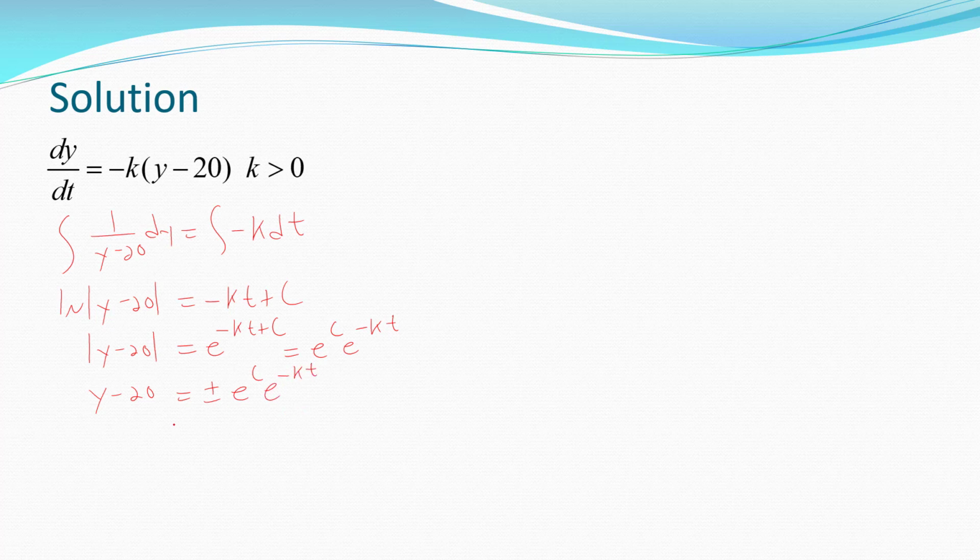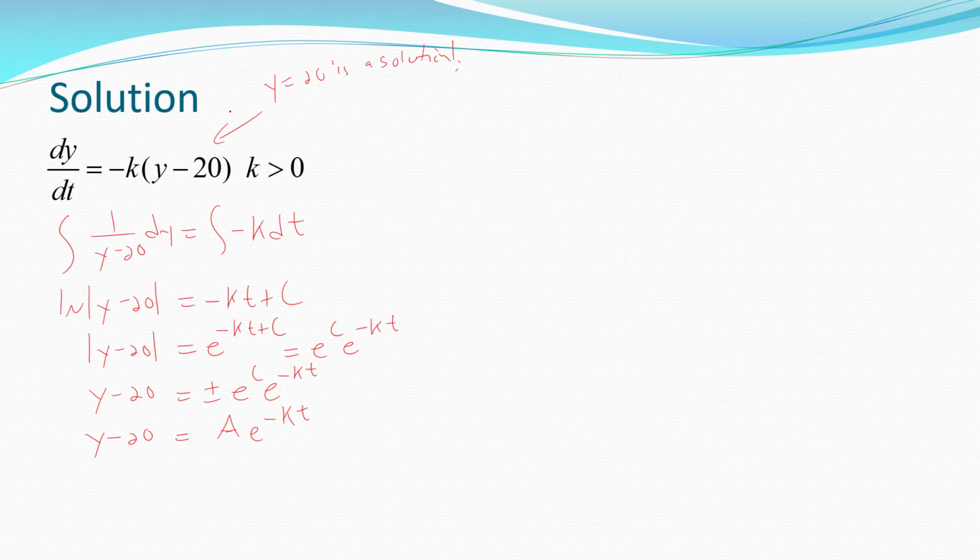Now this c is just some real number. So e to that is some real number. Plus or minus that is some real number, but it actually can't be 0. So for simplicity, I'll just call that a. Now right now that a stands for everything but 0. But notice if a was 0, that would imply the equation is y equals 20, and y equals 20 is a solution to the equation.